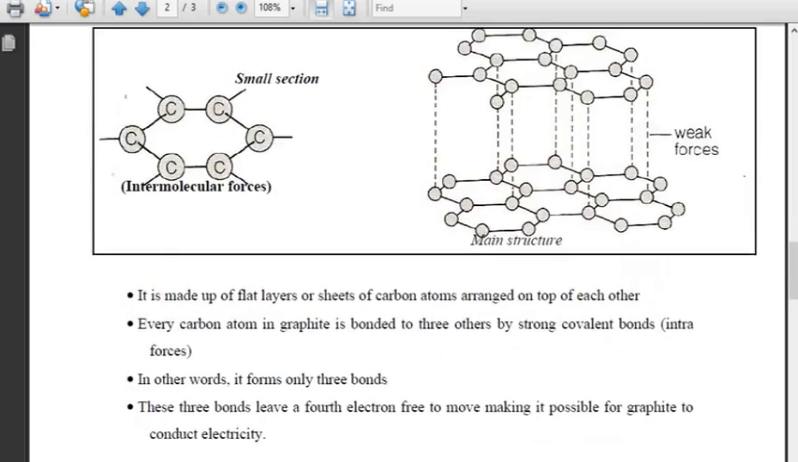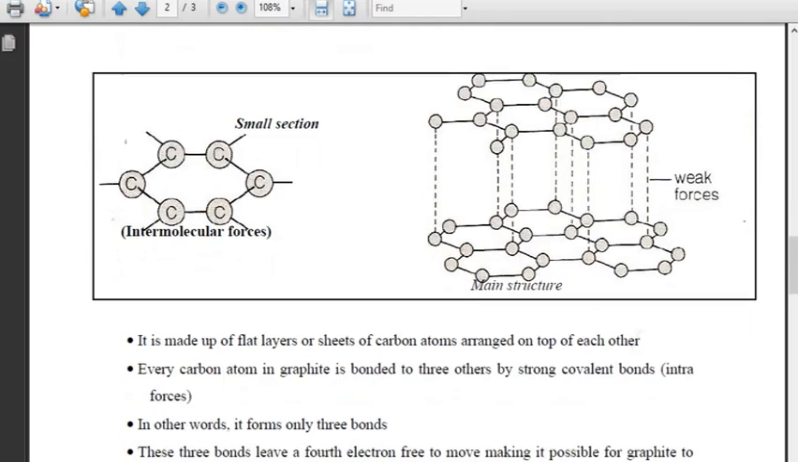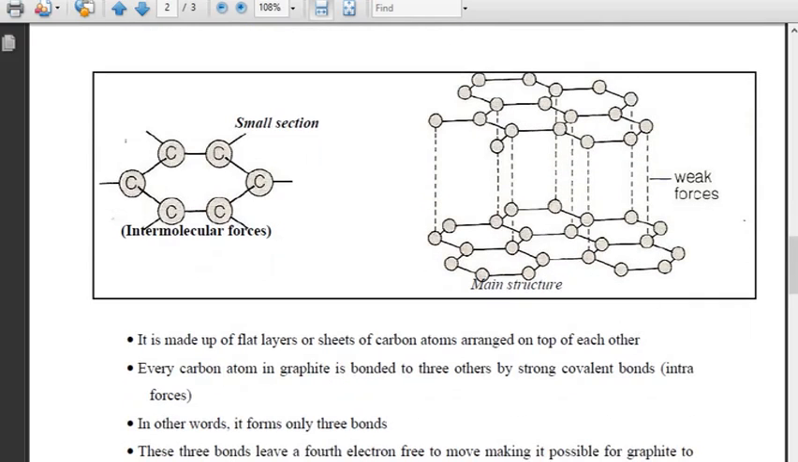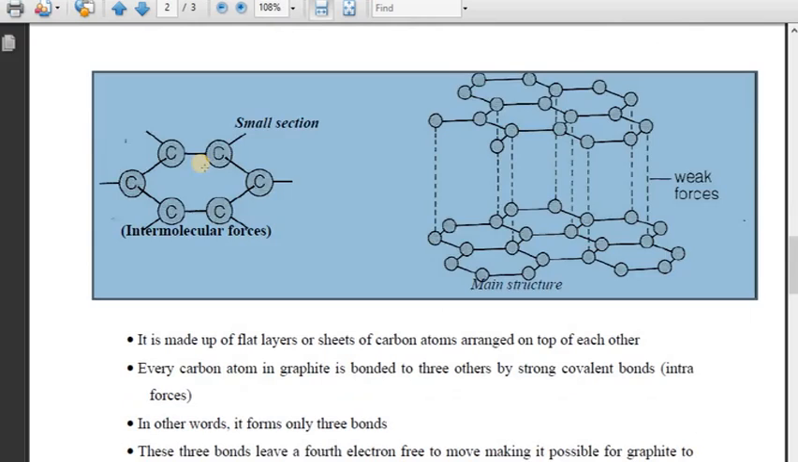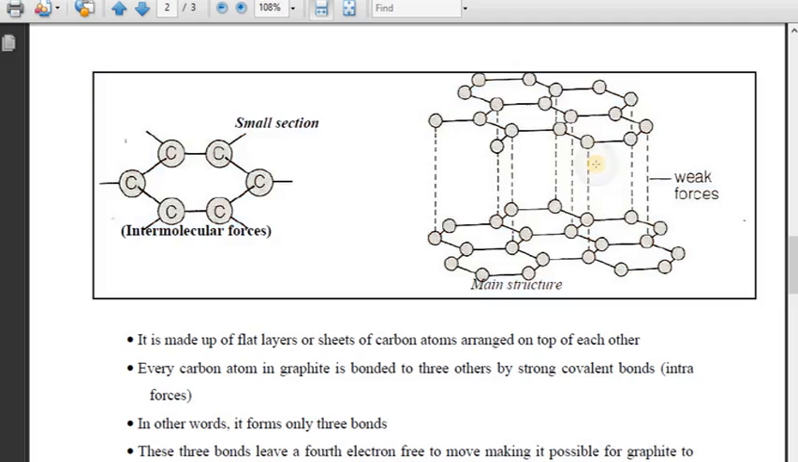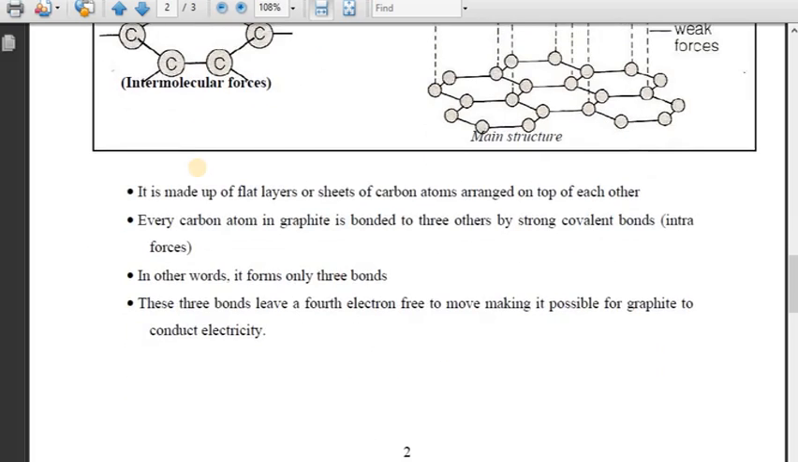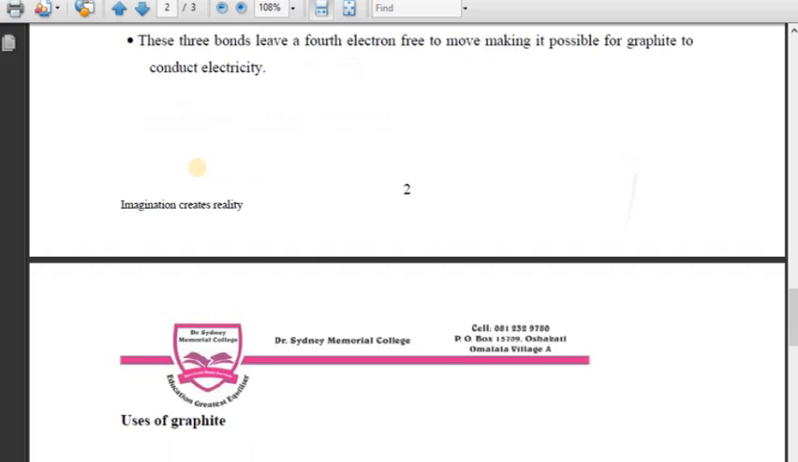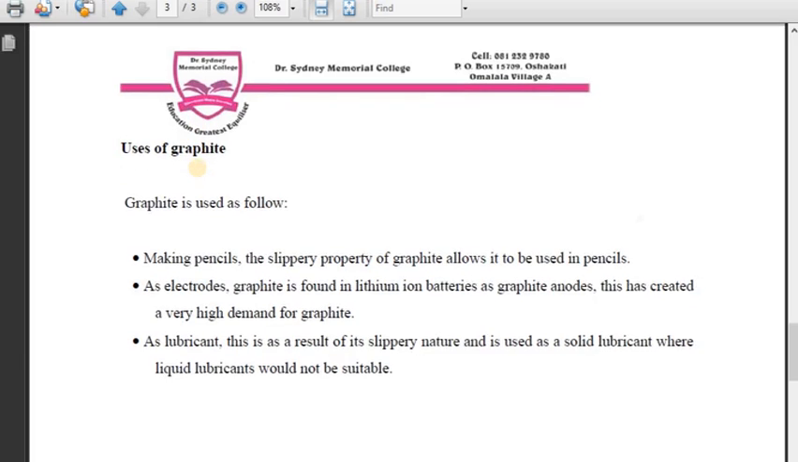So let's also look now at the structure. This is the main structure, and there's one that's the main structure, and a small section. The small section is just a cutoff of one of the parts of the main structure. So if you read up on it, it's a simple concept.